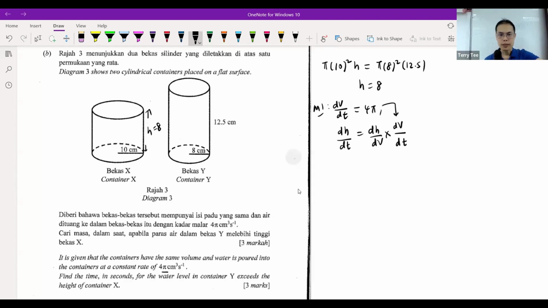Okay, so we know this height is 8. We can take your volume, it's up to you, you can use whichever container, right? You want the water level in Y to exceed the height of h. So for the water level of Y, you can use pi r square h. Okay, so pi r square h. Wait one moment.